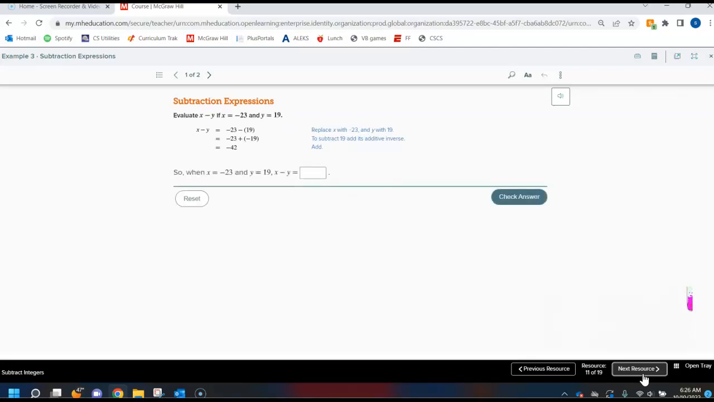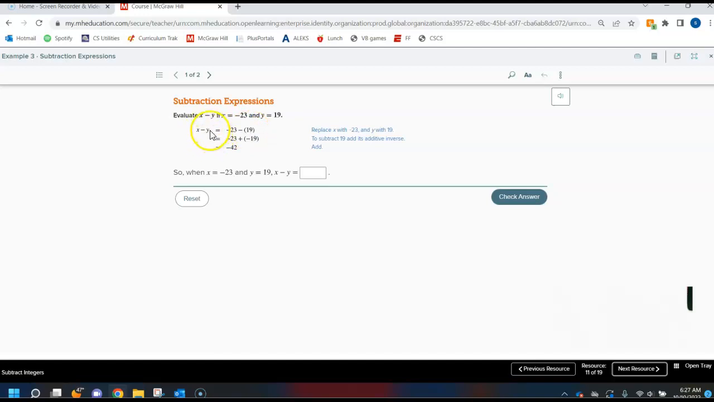Then go back to page 141, and now we are going to not only subtract, but evaluate expressions. So if we want to evaluate x minus y, if x is negative 23 and y is 19, then all this means is we need to find the value of this expression. So that word evaluate, you see value in there, we want to find the value of this, which means we want a single number value for our answer. So we're going to replace x with negative 23 and y with 19. And we're going to use parentheses here.